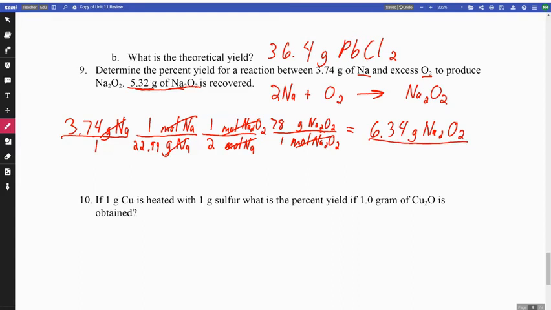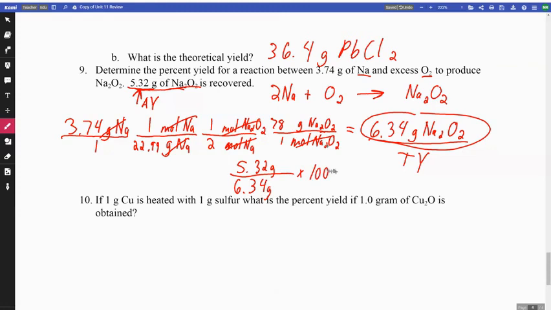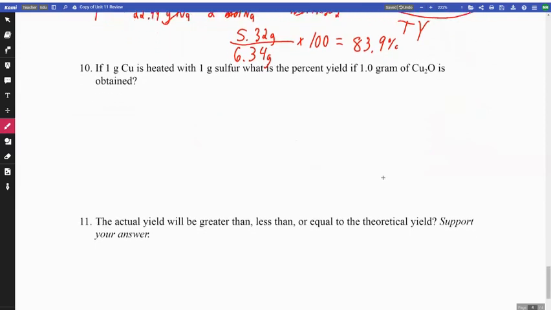Okay, so to get our percent yield, we need to take our actual yield, and this is our theoretical yield, so I'll mark that. And we need to take our actual yield, 5.32 grams, divided by our theoretical yield, 6.34 grams, times 100. And we get 83.9%. And there's that. All right, next one.